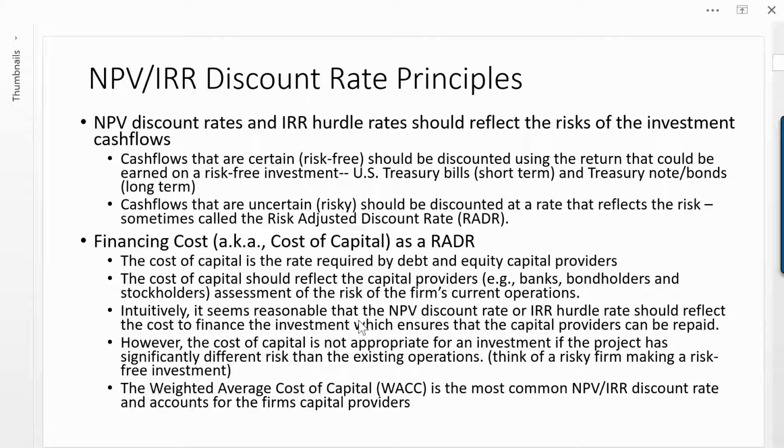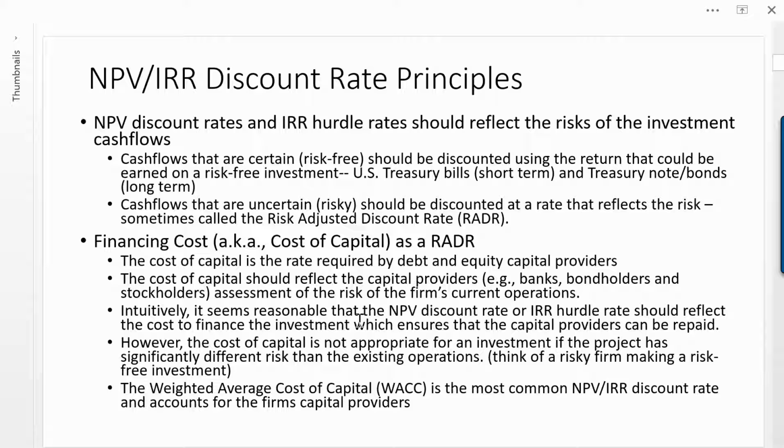So in the last topics, we've been exploring NPV and IRR to decide whether or not to take on investments. For NPV, you apply a discount rate, and if the NPV, the present value of cash flows, is positive, you accept the project. And for IRR, if the internal rate of return is greater than some hurdle rate, you accept the project. Well, let's talk about choosing those discount rates.